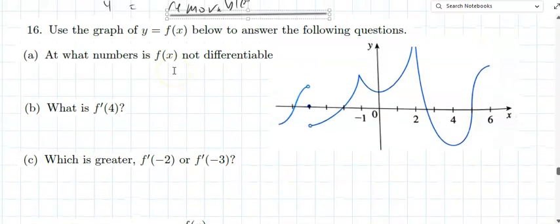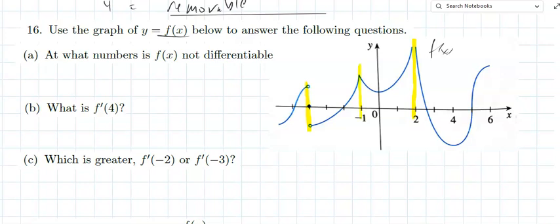Use the following graph to answer the questions. This is the graph of f of x, people. At what numbers is f not differentiable? Wherever f is not continuous, it's not differentiable. And wherever you have a cusp, it's very hard to see this, but at this point here, we have a vertical tangent. But if you don't see that, that's okay.